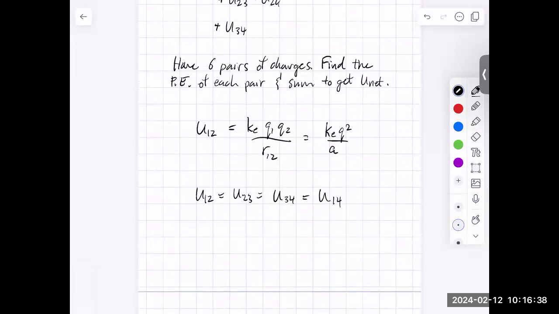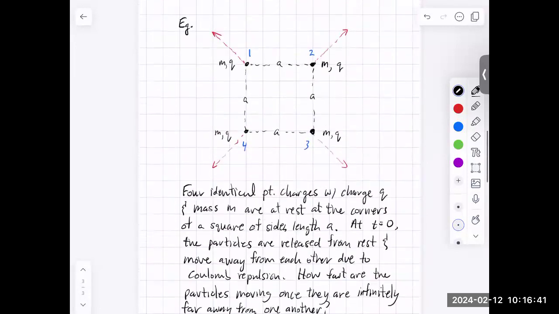The remaining ones are on the diagonal. What's the distance between corner 1 and corner 3? It's A times a factor. What's the factor that I need? √2, right? It's just the Pythagorean theorem. We have a squared plus a squared is 2a squared, and then we take the square root to get the hypotenuse. So that's the square root of 2 times a.